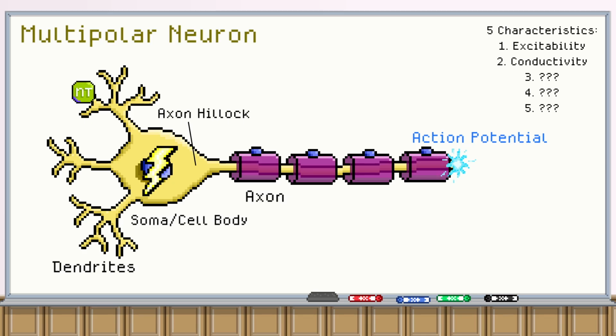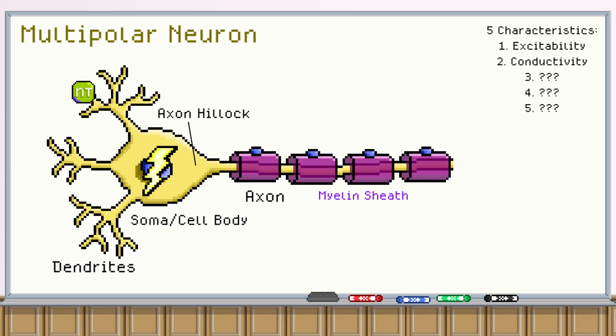If we touch something hot, and this neuron is what stimulates our muscles to get our hand out of the way, we need this action potential to travel fast. And that's where these cylindrical things come in. These cylindrical things form what is called the myelin sheath. The myelin sheath is basically a lipid-based layer of insulation around the axon.